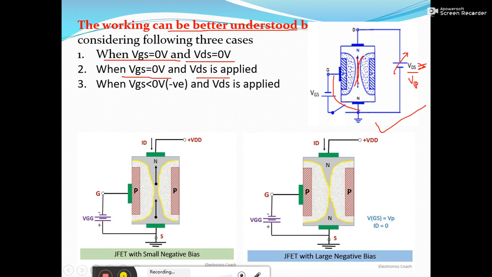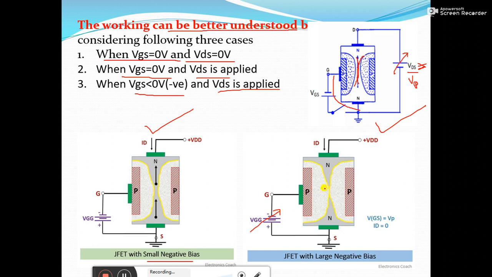Next, the third case, when VGS is negative, or you can say if a negative voltage is applied between the gate and source terminal, and VDS is kept constant here. So here you can see in the second diagram that VDS is kept constant, it is not varied, and VGS has a small negative voltage. Now the depletion regions spread more towards the channel, and with a small negative voltage, still some electrons may be able to cross this channel and reach the drain terminal. Let's say VGS is further increased.